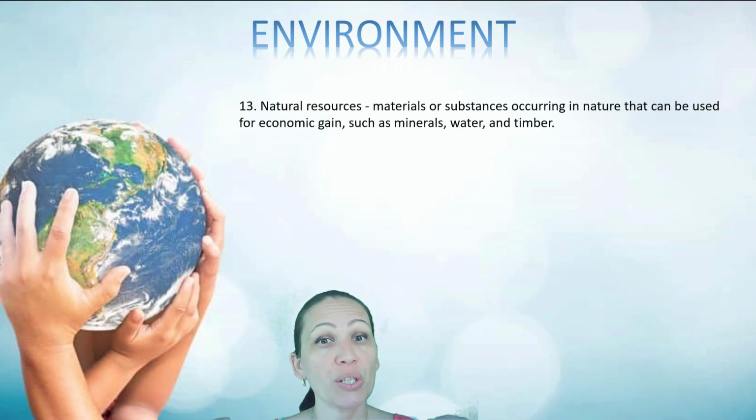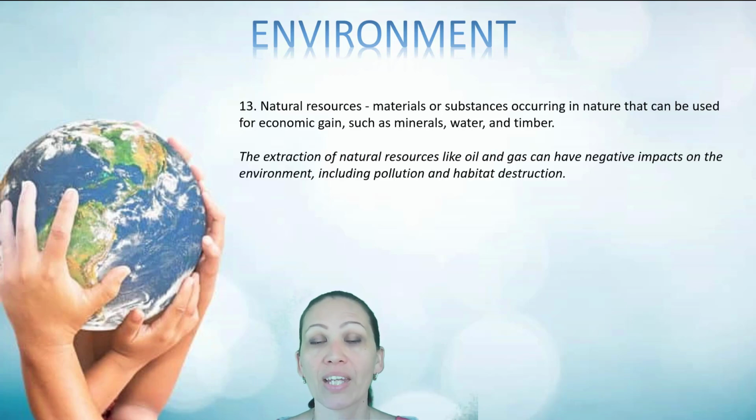The next phrase we're going to look at today is natural resources. Natural resources are all materials and substances occurring in nature that can be used for economic gain, such as minerals, water, or timber. For example, the extraction of natural resources like oil and gas can have a negative impact on the environment, including pollution and habitat destruction. So when we extract oil, coal, different minerals, what we're doing is we are polluting the area and we are destroying the habitat of a lot of animals.